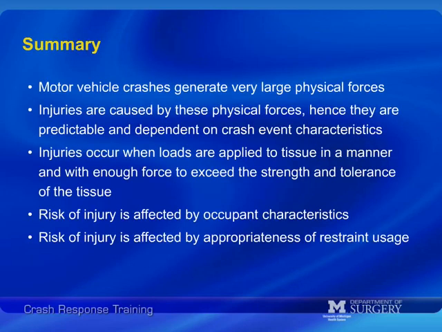In summary, we've seen that motor vehicle crashes generate very large physical forces. Injuries are caused by these physical forces, which obey the laws of physics, hence they are predictable and dependent on the crash event characteristics. Injuries occur when physical loads are applied to tissues in a manner and with enough force to exceed the strength and tolerance of the tissues. These tissues are dependent on the condition of the occupant. Hence, risk of injury is affected by occupant characteristics.